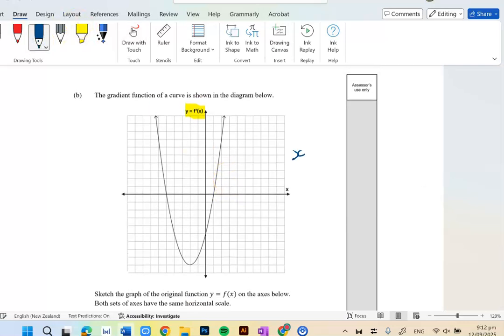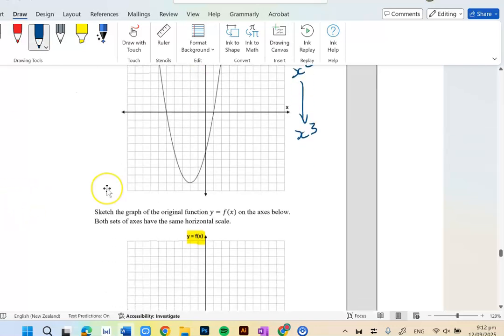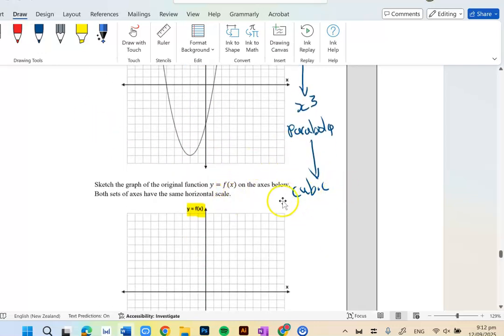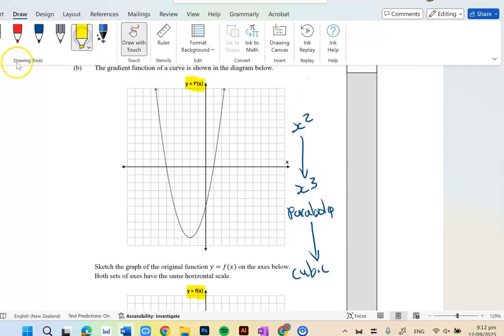Now you know when we anti-differentiate something, we add 1 to the power. So this x squared is going to become x cubed, which basically means it's going to go from a parabola to a cubic. And this is a positive parabola, which means we're going to have a positive cubic. Now all we need to do is find the x-intercepts, because that's where our turning points are going to be.